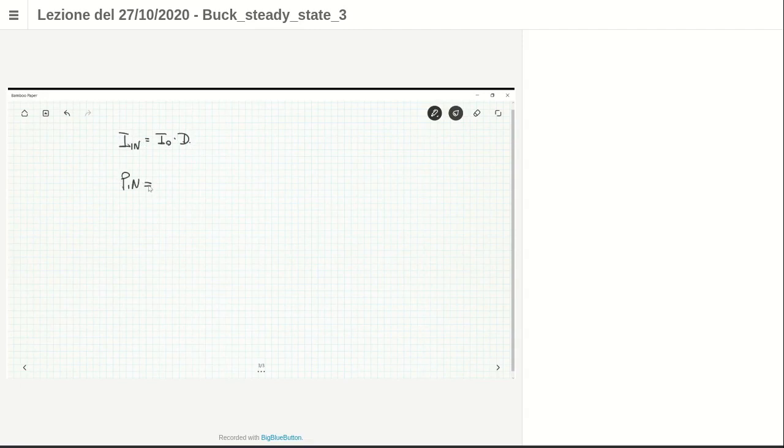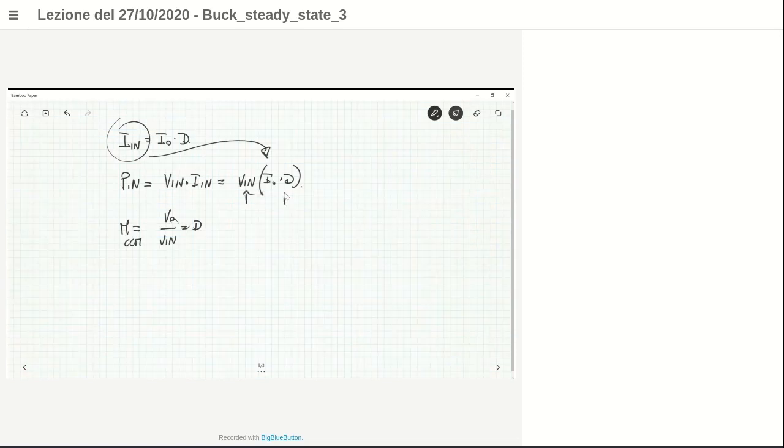So with this information, I naught multiplied by D, let me consider the input power computation. Input power is V in multiplied by I in, and I in is simply I naught multiplied by D. Remember that we have a conversion ratio that for the CCM is V naught over V in, which is the duty cycle. So V in multiplied by the duty cycle is also V naught. So we have V naught multiplied by I naught, which is the output power. So the input power is the same as the output power.